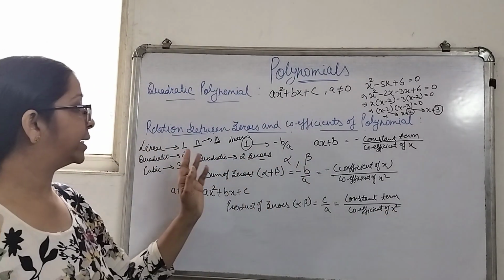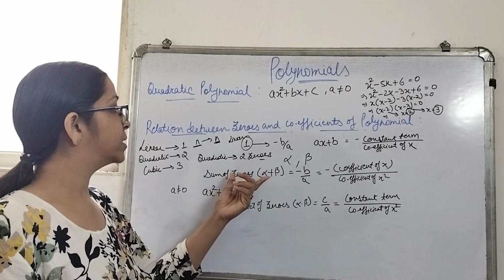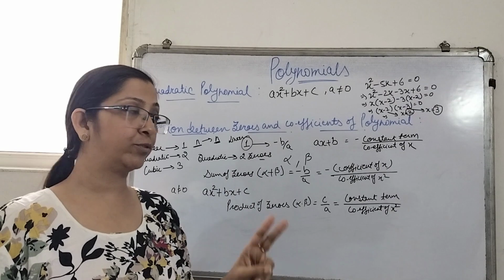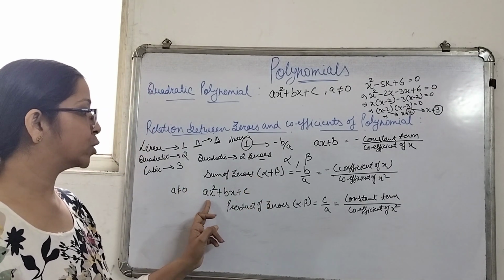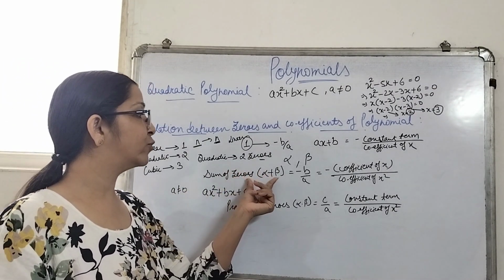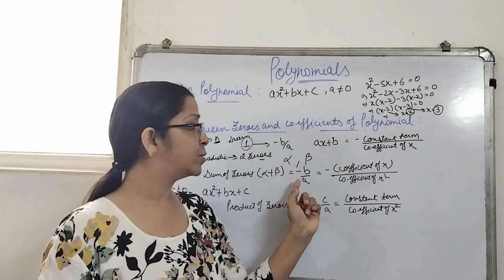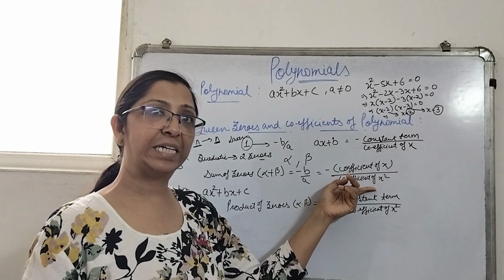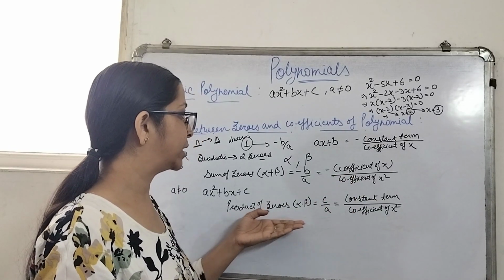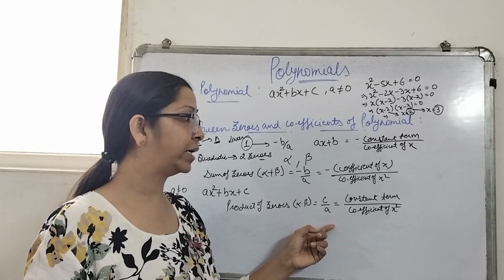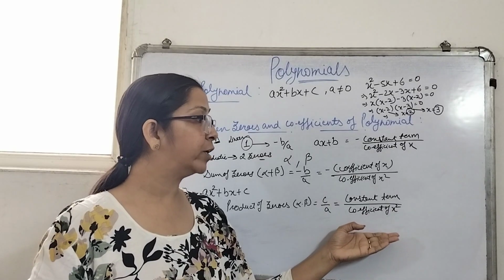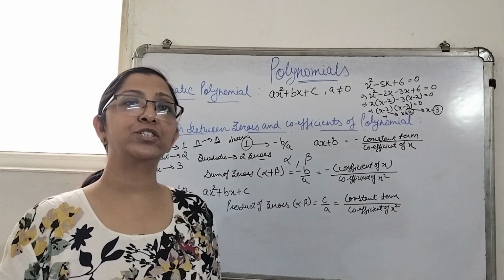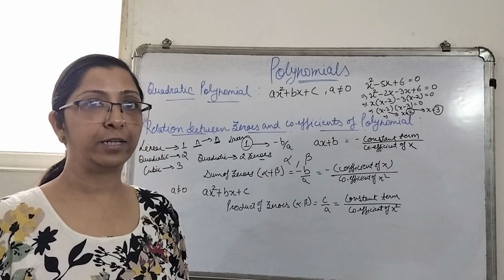So we can say that in a quadratic polynomial, if alpha and beta are the two zeros of the quadratic polynomial ax square plus bx plus c, then the sum of the two zeros will be minus b by a, that is minus of coefficient of x over coefficient of x square, and the product of the zeros, that is alpha into beta, will be c by a, that is constant term over coefficient of x square.